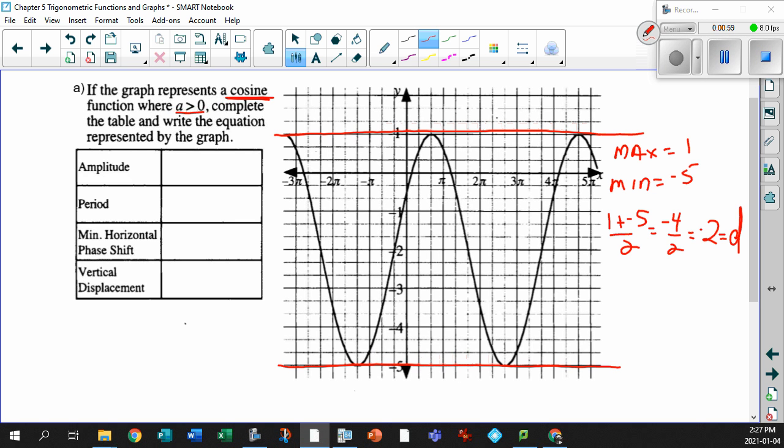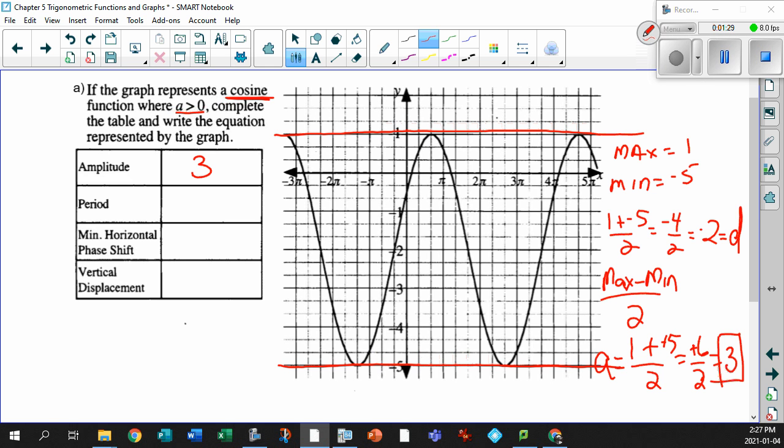Okay, find my A value. My A value is max minus min over 2. Max being 1 minus my min, which is -5, over 2. This is 6 over 2. Oh, sorry, plus 6, positive, positive, equals 3. There's my amplitude. Cool. So my amplitude is still 3 and my vertical displacement is still -2. So I know my A value and I know my D value.